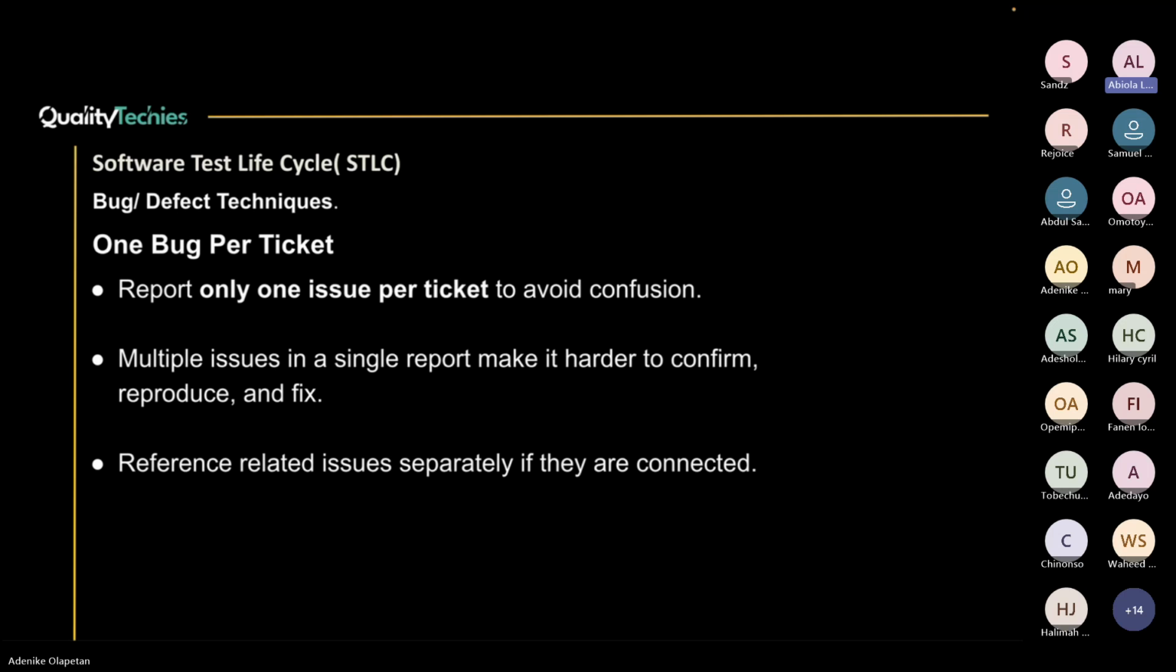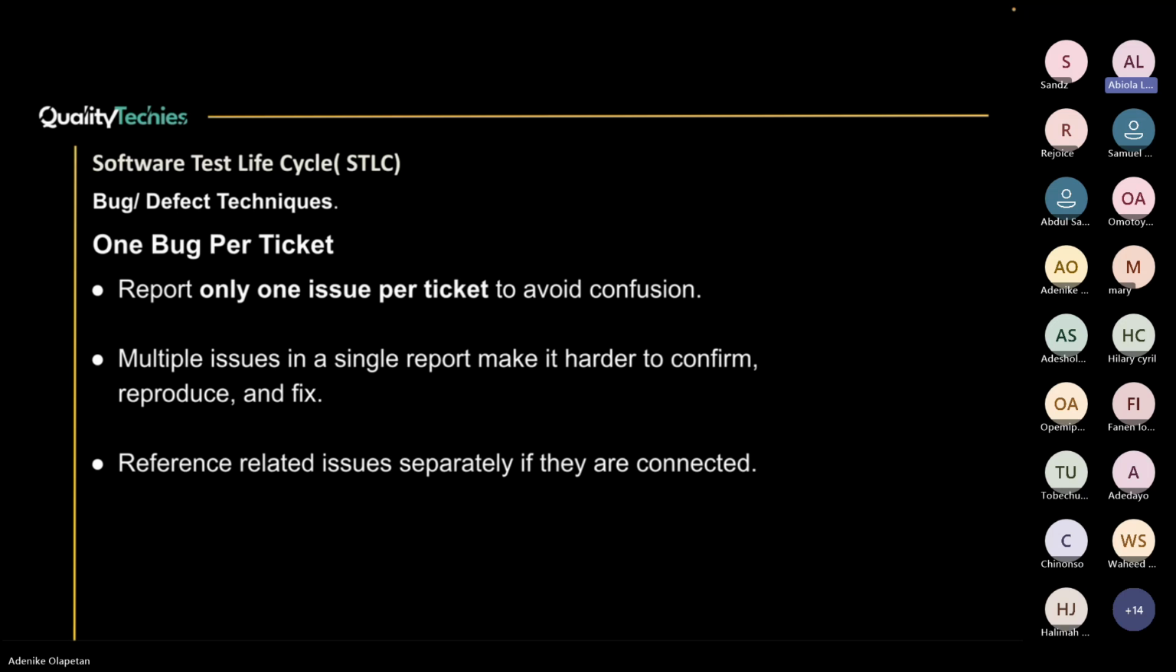So there's a way of communicating this across to the business owner for them to understand and step in. So one bug per ticket: report only one issue per ticket to avoid confusion. On Jira, for example, or any other bug reporting tool, depending on the one your organization uses, you pick one bug per ticket.